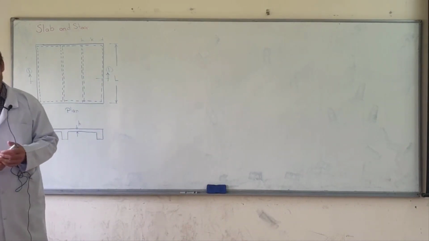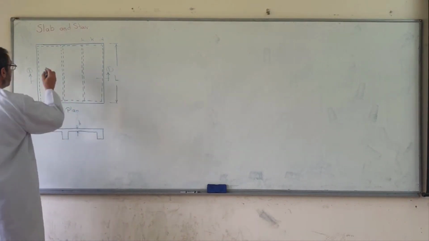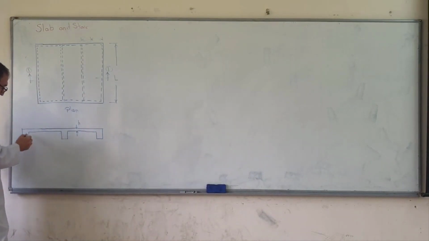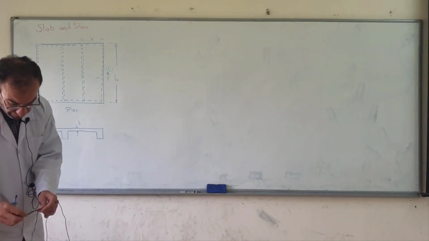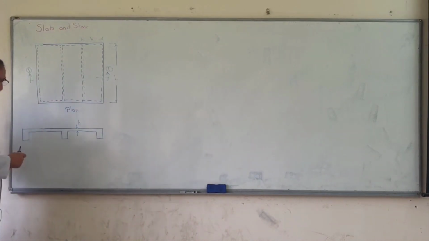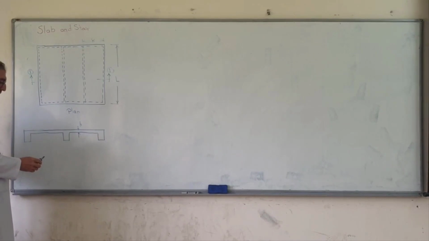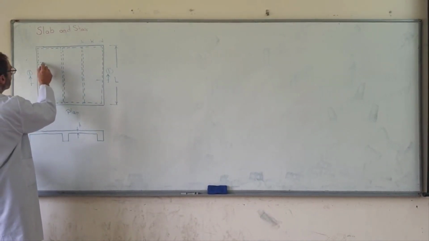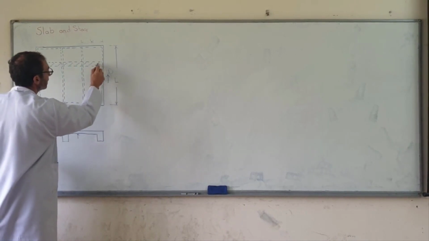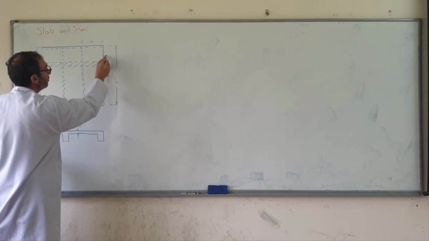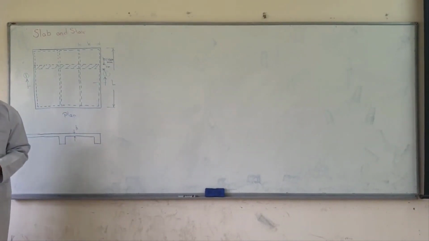For a one-way slab, we usually take a strip and design it like a beam, with a width of 1 meter. The width is B equal to 1000 mm, so we design per 1 meter strip.